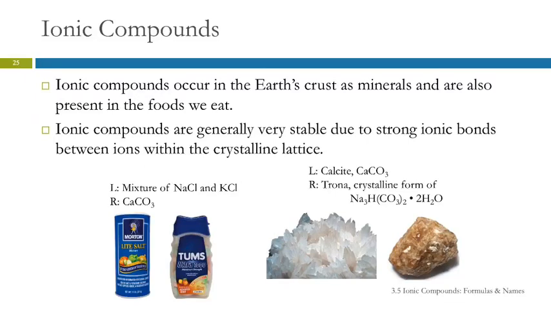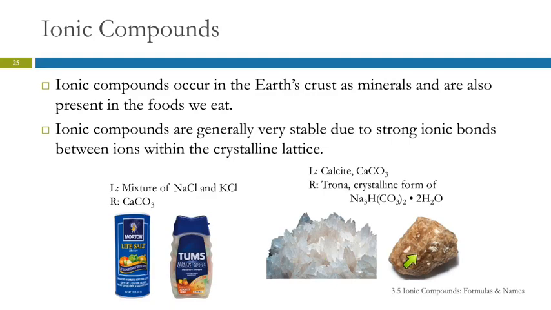Ionic compounds are very, very common. They're present in the Earth's crust as minerals. They're present in the foods that we eat. Here are a couple of examples. Medicine, antacids, those are ionic compounds. Morton Light Salt is a mixture of sodium chloride and potassium chloride. That's how it's lower in sodium.